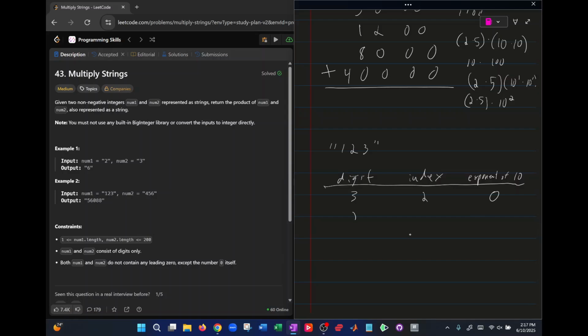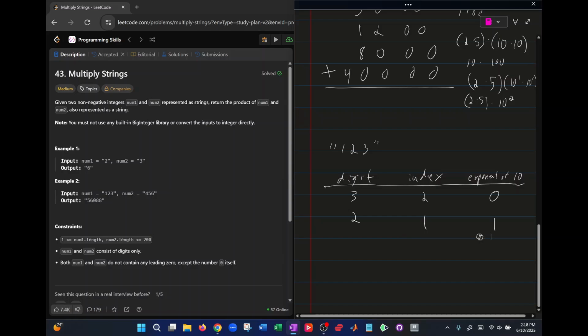Then moving on to digit 2, the index is 1 because, again, 0, 1. And the exponent of 10, well, the digit 2 corresponds to the number 20 if you were to break this out and look at this digit, just considering at which digit it occurs within the number or within the string. And so to get from 2 to 20, we would need to multiply by 10. So that's 10 to the power of 1, so the exponent would be 1.